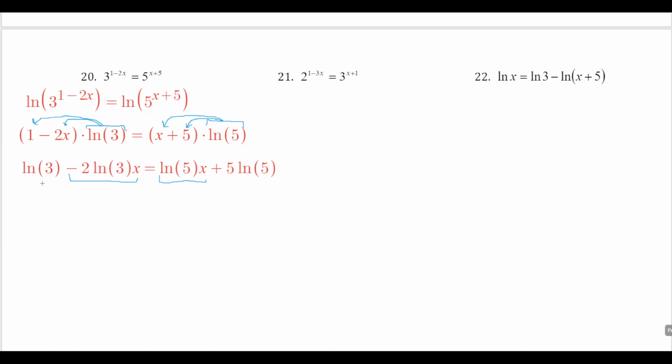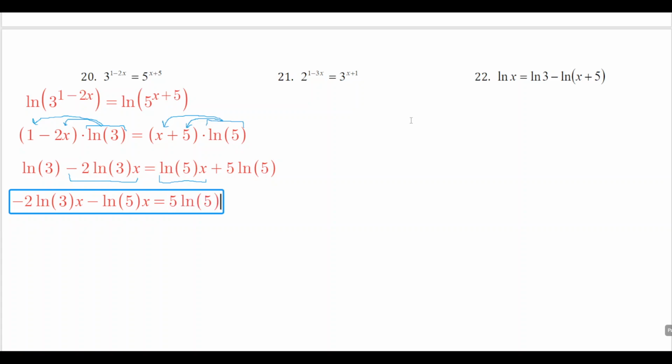Now once I got it over there, I'm also going to, and I'll probably do this in the same step, do just a little rearranging, a little spring cleaning here, where I'm going to move natural log of 3 over to the right. So here's what I end up with. Negative 2 times the natural log of 3x minus natural log of 5x. So those two terms are on the left-hand side of the equation. And then on the right-hand side of the equation, I'm going to have, let's see here, 5 times the natural log of 5 minus the natural log of 3.